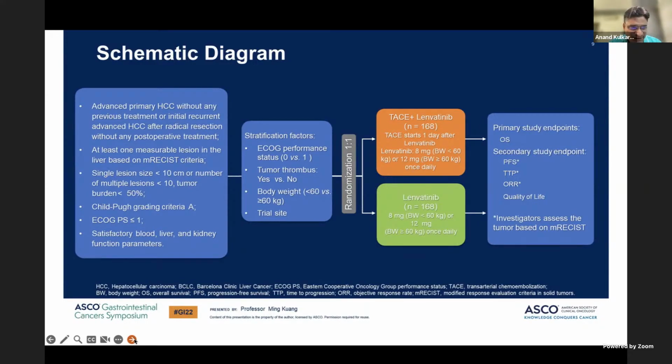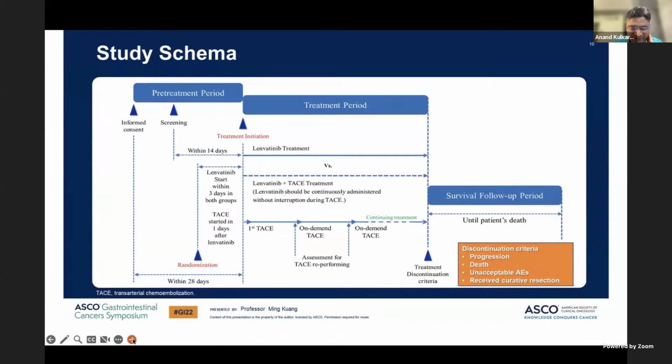Advanced primary HCC without any prior treatment, or initial recurrent HCC after radical resection without any post-operative treatment. At least one measurable liver lesion should be there, and a single lesion less than 10 centimeters or number of lesions less than 10 and tumor burden less than 50%. Again, Child-Pugh A, good performance status and good liver and kidney function tests, and irrespective of the tumor thrombus, that was included for TACE plus lenvatinib. TACE was done 1 day after the lenvatinib initiation, while the other group received only lenvatinib. The primary objective was overall survival, where the secondary were progression-free survival, time to progression, and objective response rate.